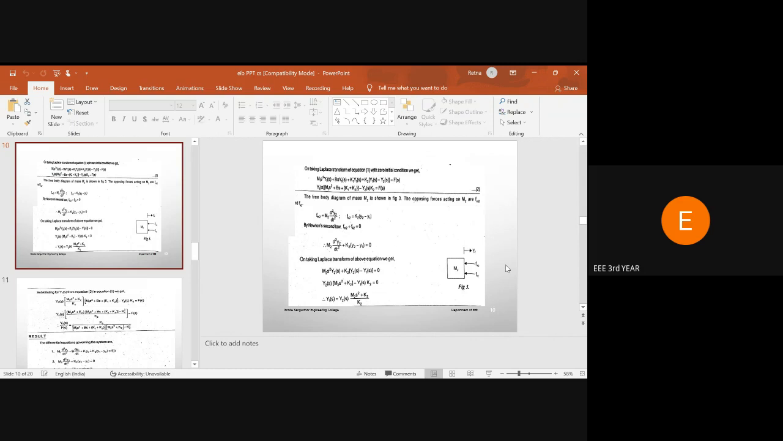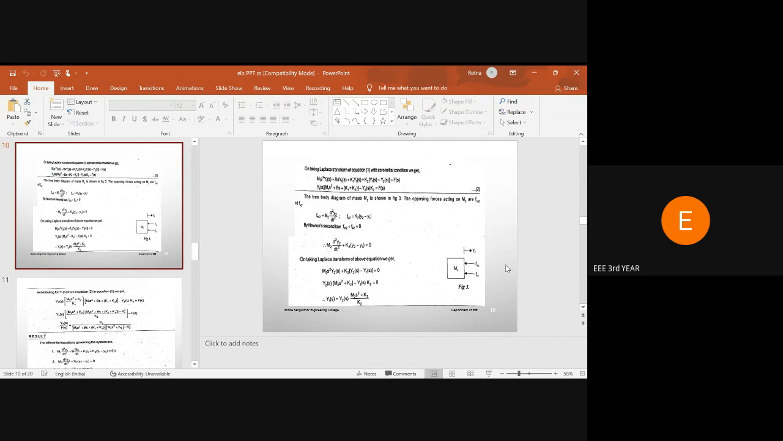By applying the opposing force due to m2 and k2, substitute in this equation: m2 into d square y2 divided by dt square plus k2 into y2 minus y1 equals 0. On taking Laplace transform of the above equation, we get m2 s square Y2 of s plus k2 into Y2 of s minus Y1 of s equals 0.